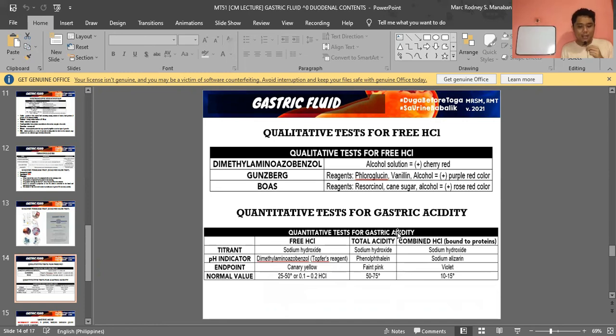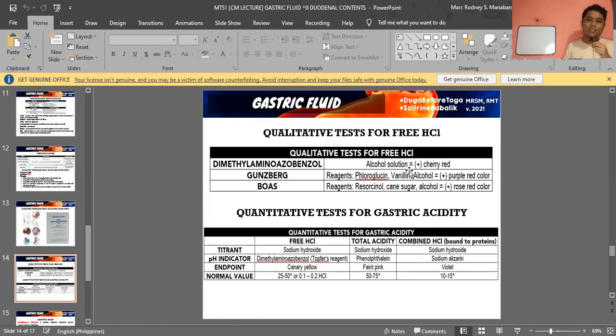You have dimethylaminoazobenzole. You use an alcohol solution and in the presence of HCl, it will give a positive cherry red color. For Gunsberg, you have reagents fluoroglucine, vanillin, and alcohol. Positive is purple red color. And for Boas, you have resorcinol, cane sugar, and alcohol. Positive is rose red color.